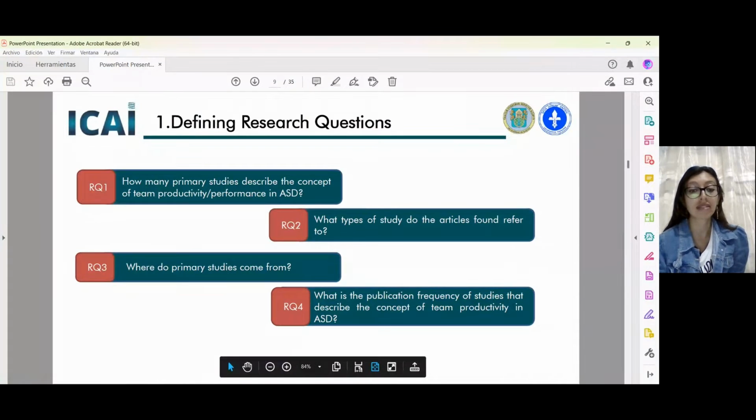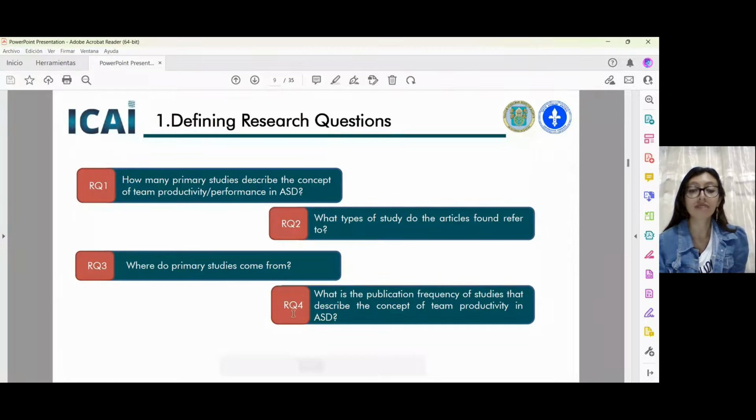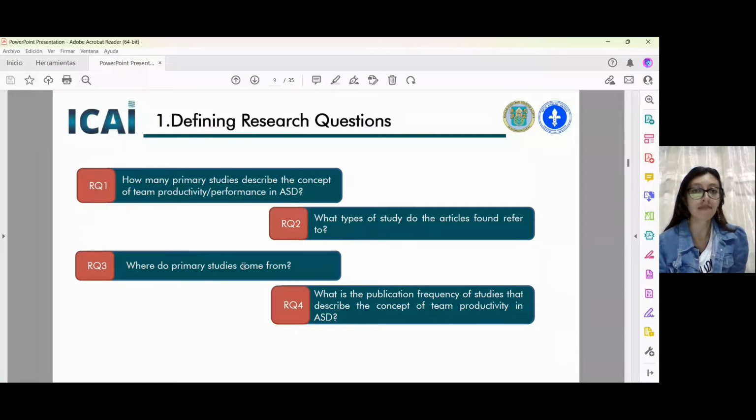And stage number 1, defining research question. The research questions selected for this systematic mapping study are: number 1, how many primary studies describe the concept of team productivity performance in ASD? And number 2, what types of the study do the article found refer to? Number 3, where do primary studies come from? Number 4, what is the publication frequency of the studies that describe the concept of team productivity in ASD?